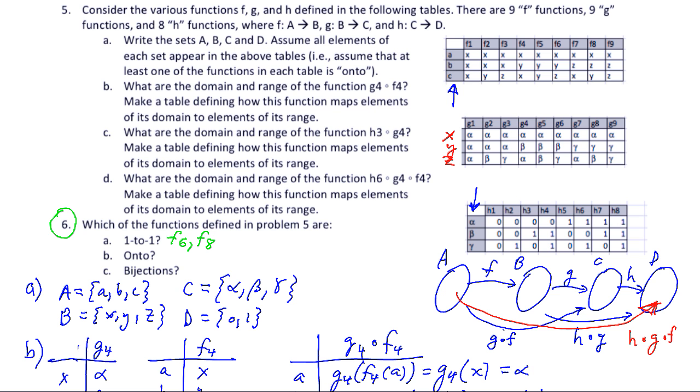How about the G functions? We're looking for no repeats. It repeats everywhere. G6, alpha, beta, gamma, and G8, very similar.